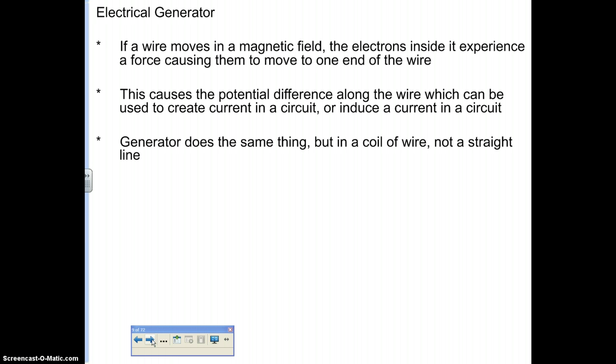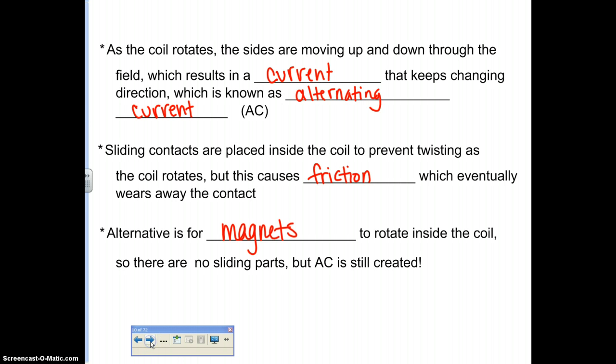A generator does the same thing, but in a coil of wire, not a straight line. So you're just going to wrap it many, many, many times. As the coil rotates, the sides are moving up and down through the field, which results in a current. Specifically, it's alternating current. It's AC, not DC. We were only working with DC current with our breadboards back in topics 5 and 6. Sliding contacts are placed inside the coil to prevent twisting as the coil rotates, but this causes friction, which eventually wears them away, and that's also why you're not going to have a perpetual motion machine, right?